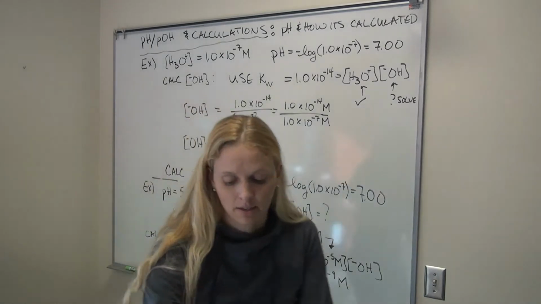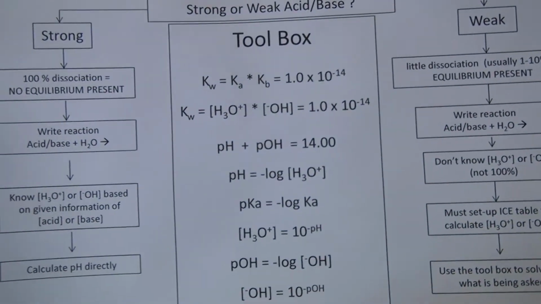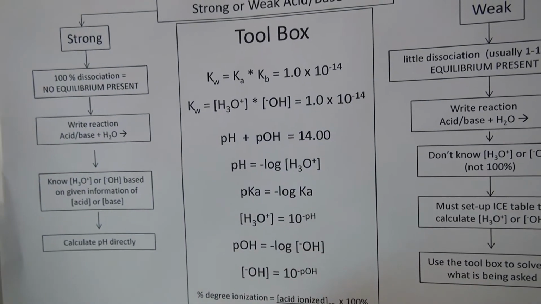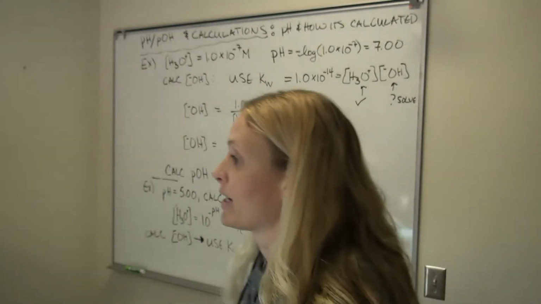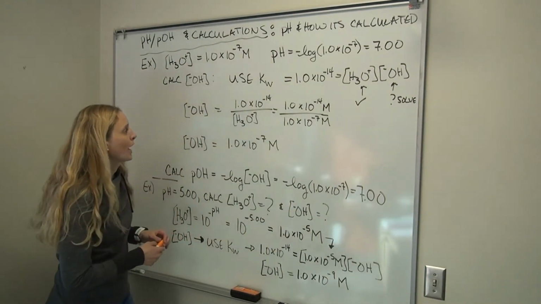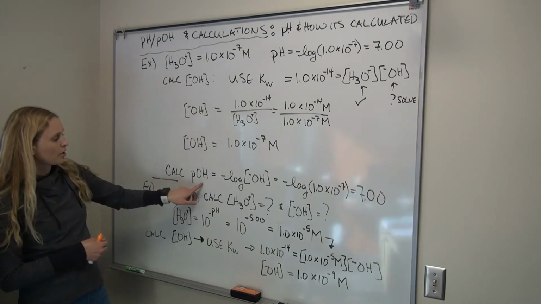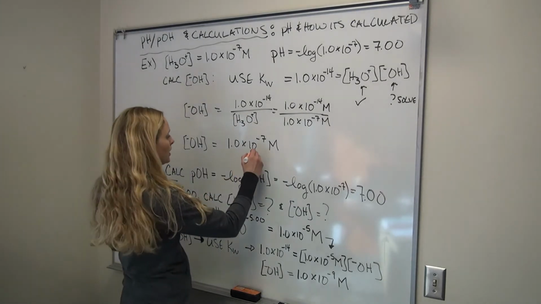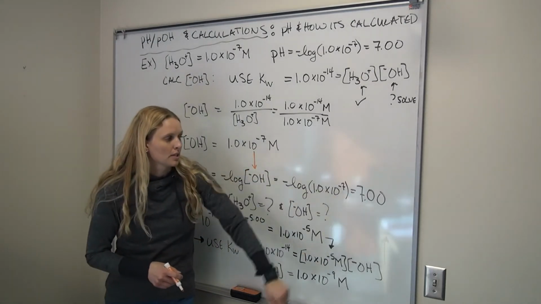All right, again, in our toolbox, we're developing and summarizing and putting together lots of these equations that we have, and we can pull from any of these eventually to solve our ice table problems. But first, we're just practicing each equation individually, okay? All right, so calculate pOH. We can use the pOH equation here, and then I'm just going to plug that right in, and I get 7.00.